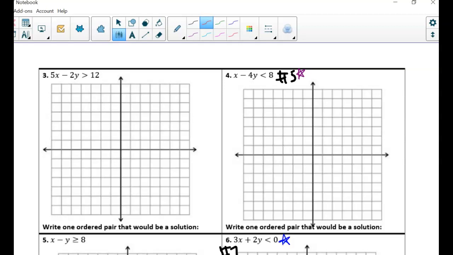Now these inequalities are not in slope-intercept form. So we'll need to get them in slope-intercept form first and then graph them. So for number 5, we would solve this just like normal, get the x over to the other side by subtracting. We have -2y is greater than -5x plus 12.